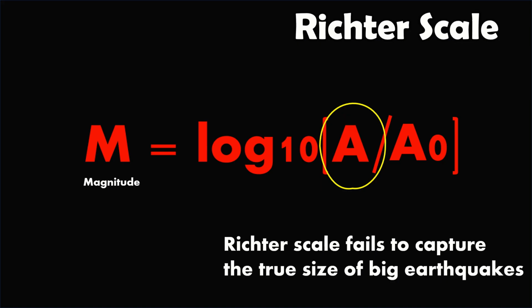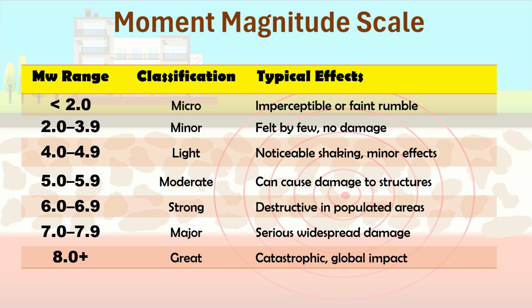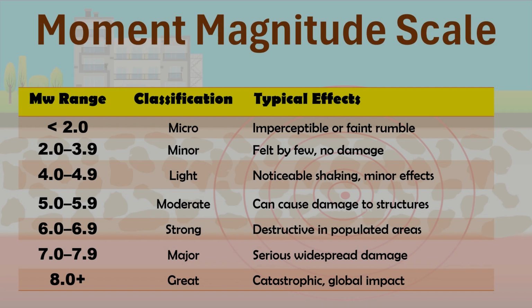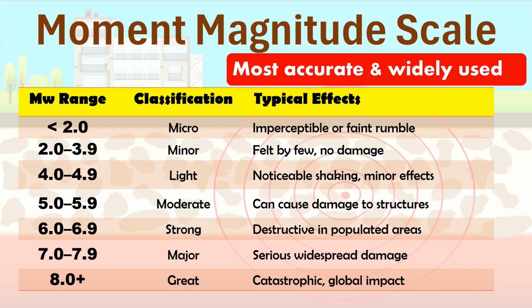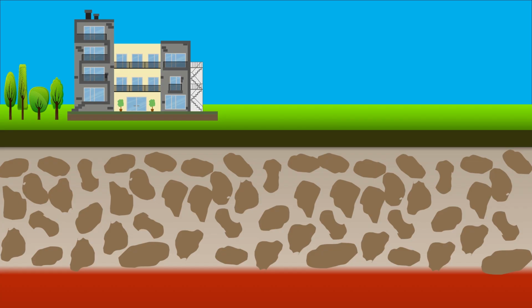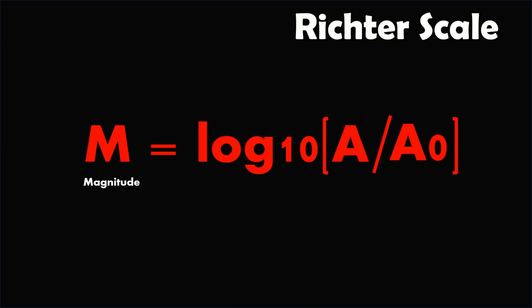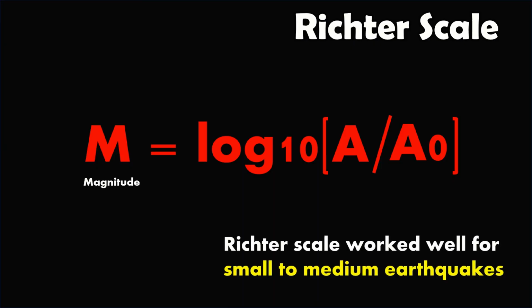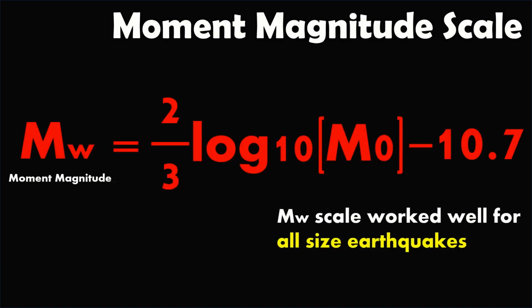Because of these limitations, scientists developed a more accurate and universal system, the moment magnitude scale. Today, the moment magnitude scale is the most accurate and widely used scale for measuring earthquakes around the world. It tells us the total energy released during an earthquake. Unlike the old Richter scale, which only worked well for small to medium earthquakes, the moment magnitude scale works for all sizes, even the largest earthquakes.